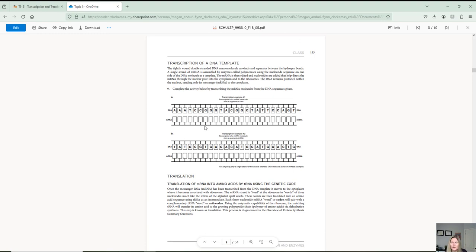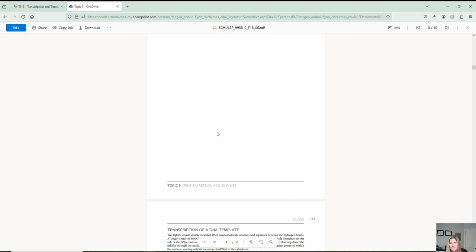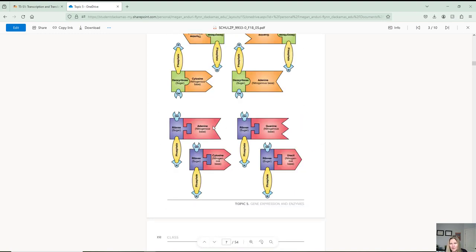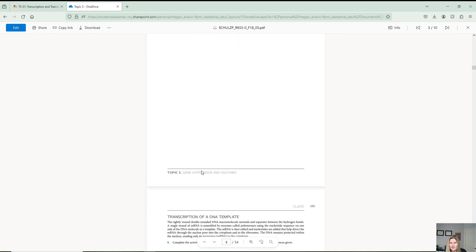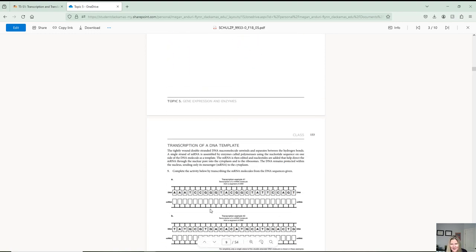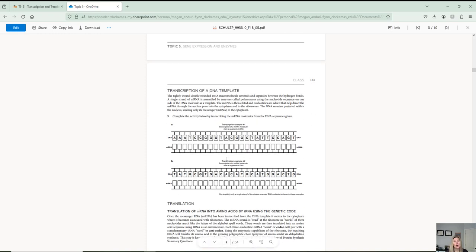Here we have two template or transcription examples. So notice this is the DNA strand, and you're going to be finding the complementary base pairs on the mRNA strand, so the RNA. So remember, in RNA, there's no thymine present, so I should not see any T's in any of these boxes, okay? You see T's in the DNA, but not in the RNA because it's not present in RNA.